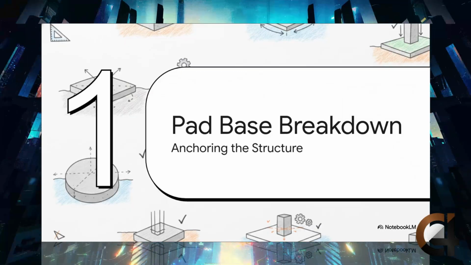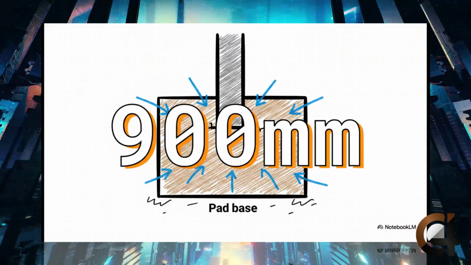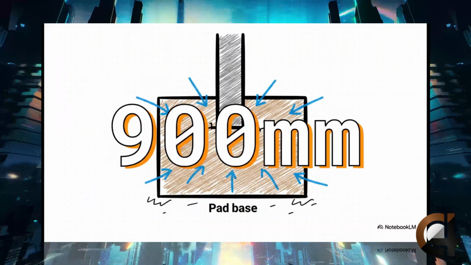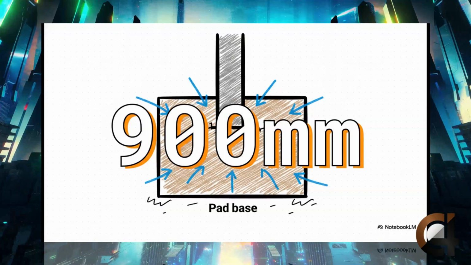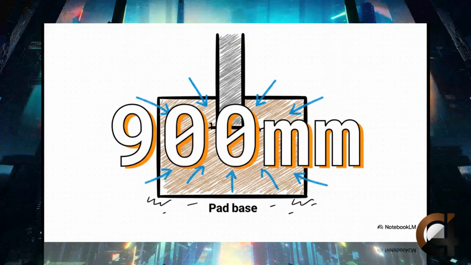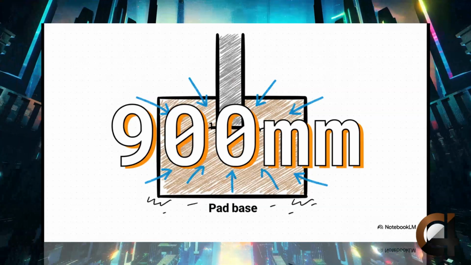Moving right along to Section 2, the pad base breakdown, anchoring the structure. We're starting our spatial journey exactly where a builder would, deep underground. Check out this measurement from the plan view and the bottom of the cross section, 900 by 900 millimeters. This is the footprint of our pad base.